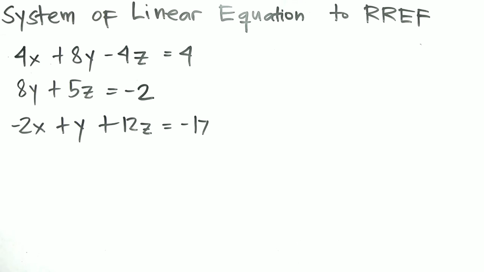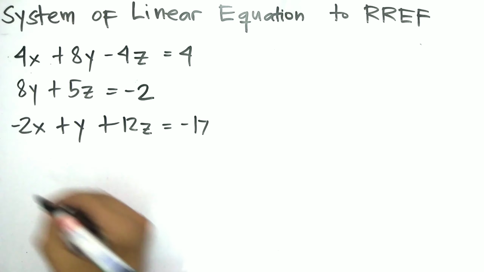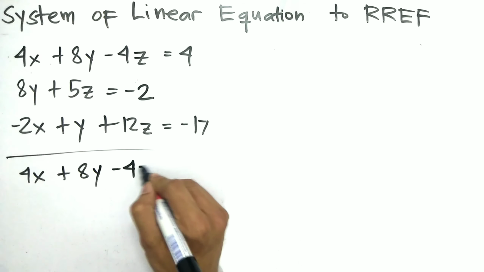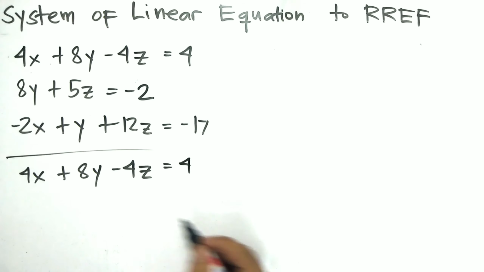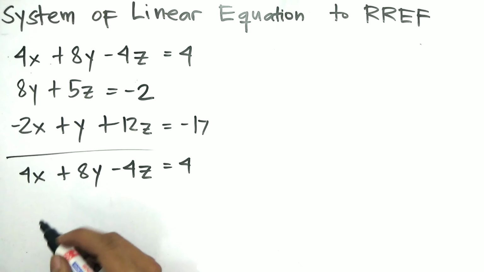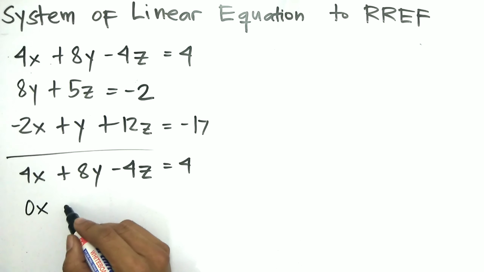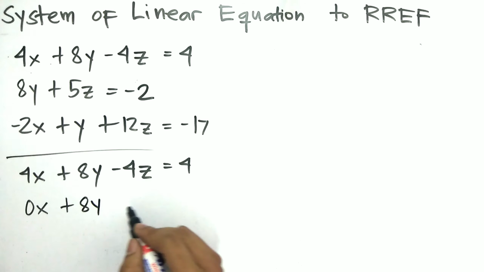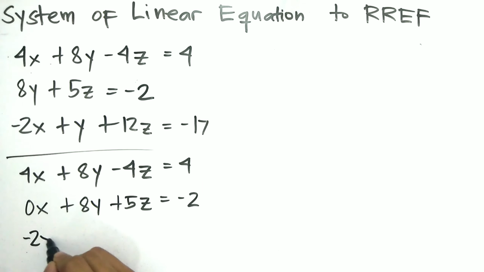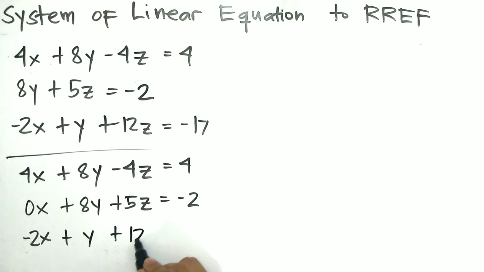Let's find the solution of the system of linear equations by transforming it into the reduced row echelon form. The first step here is to align the variables. This would be 4x plus 8y minus 4z equal to positive 4. For the second equation, we don't have an expression for x. This is equal to 0x plus 8y plus 5z is equal to negative 2. Next, we have negative 2x plus y plus 12z equal to negative 17.